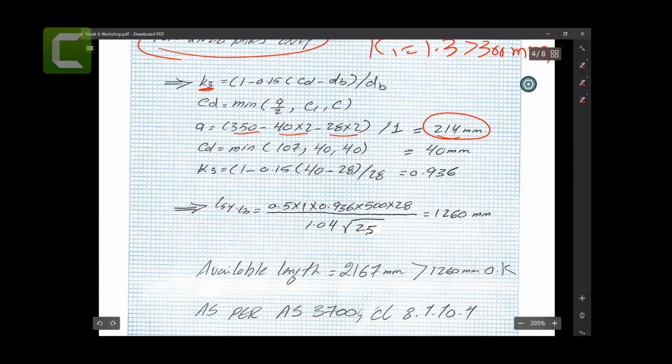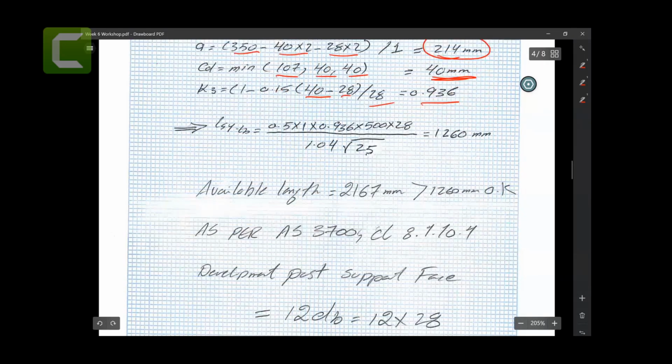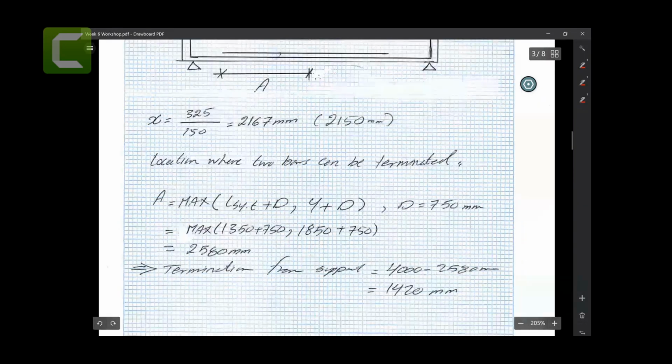So if you just take a 240 half, 107, 40, 40, so you have 40 millimeters down there. And K3, I think you know this one, K3 is 40, because CD 28 over 8, you have 0.9. So it's exactly the same procedure that you just need to work out for this LSYTB for the top bars. Same procedure, there is not much difference there.